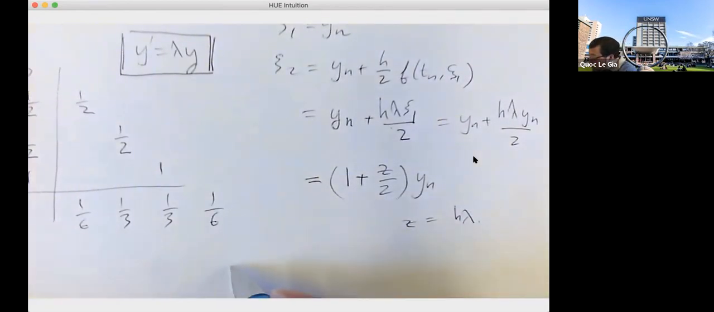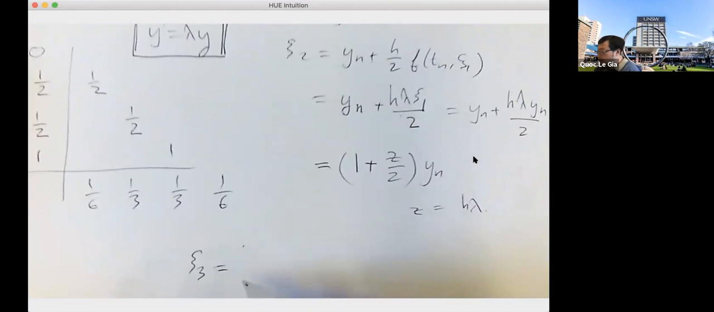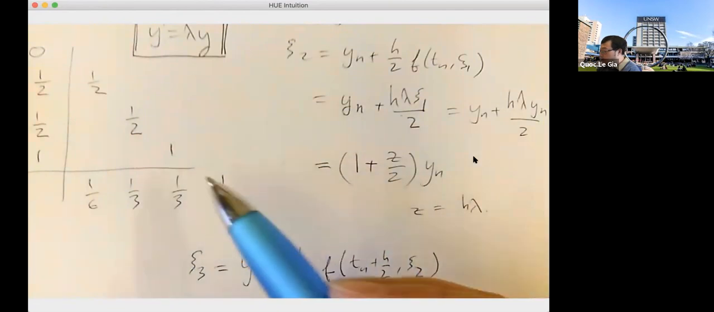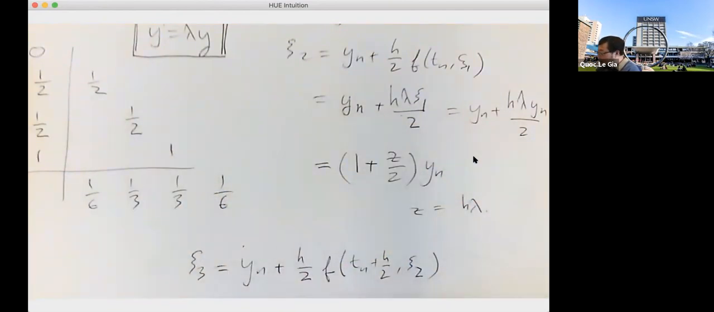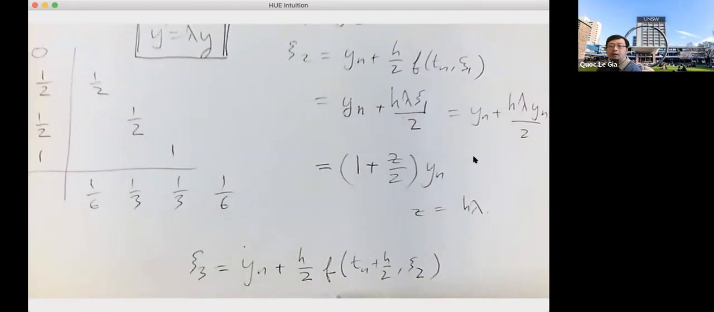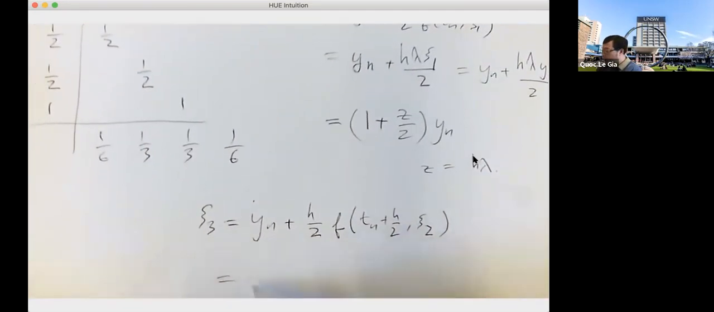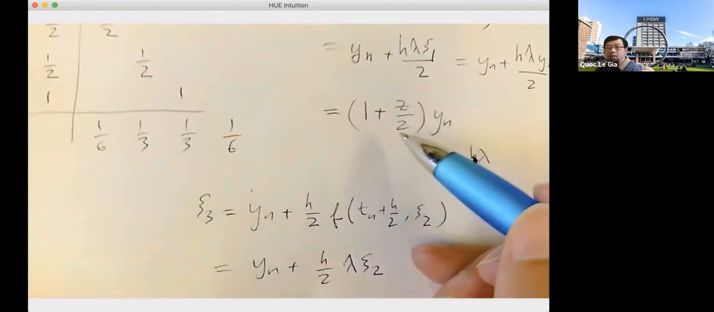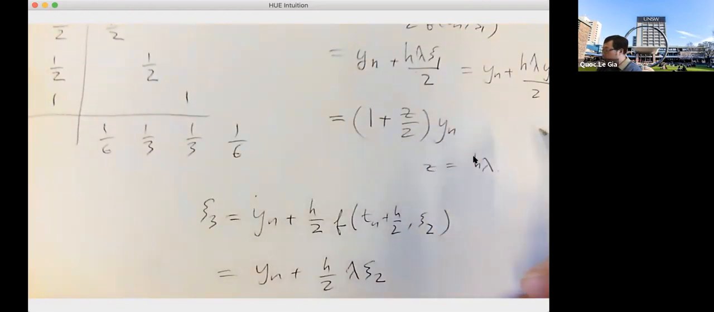And what is my xi3? So remember we have yn. In this case, yn plus h over 2 f of Tn plus h over 2 xi2, right? Because you have 0 here. So then I have to replace f by lambda xi2. So I got yn plus h over 2 lambda xi2. But remember, what is xi2? Xi2 is right here. So we work it out. Xi2 is here, so you put it in.